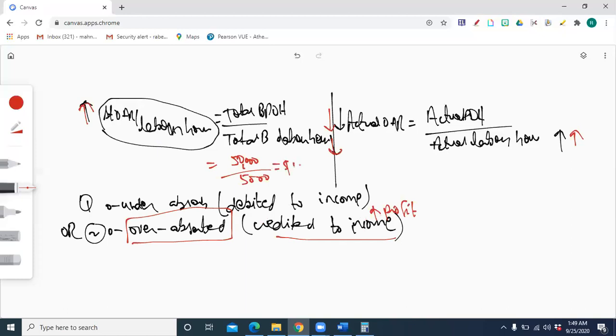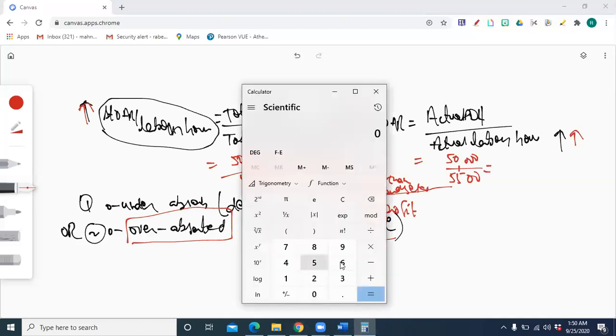Okay, I was absorbing on the basis of 10 per unit. Here I told you, let's suppose actual fixed overhead was 50,000, but actual labor hours were 5,500, more than the budgeted. That means budgeted are less. So what do you think would happen to the actual OAR? 50,000 divided by 5,500. If actual labor hours are more, actual OAR would be less. Yes, it is 9.09.